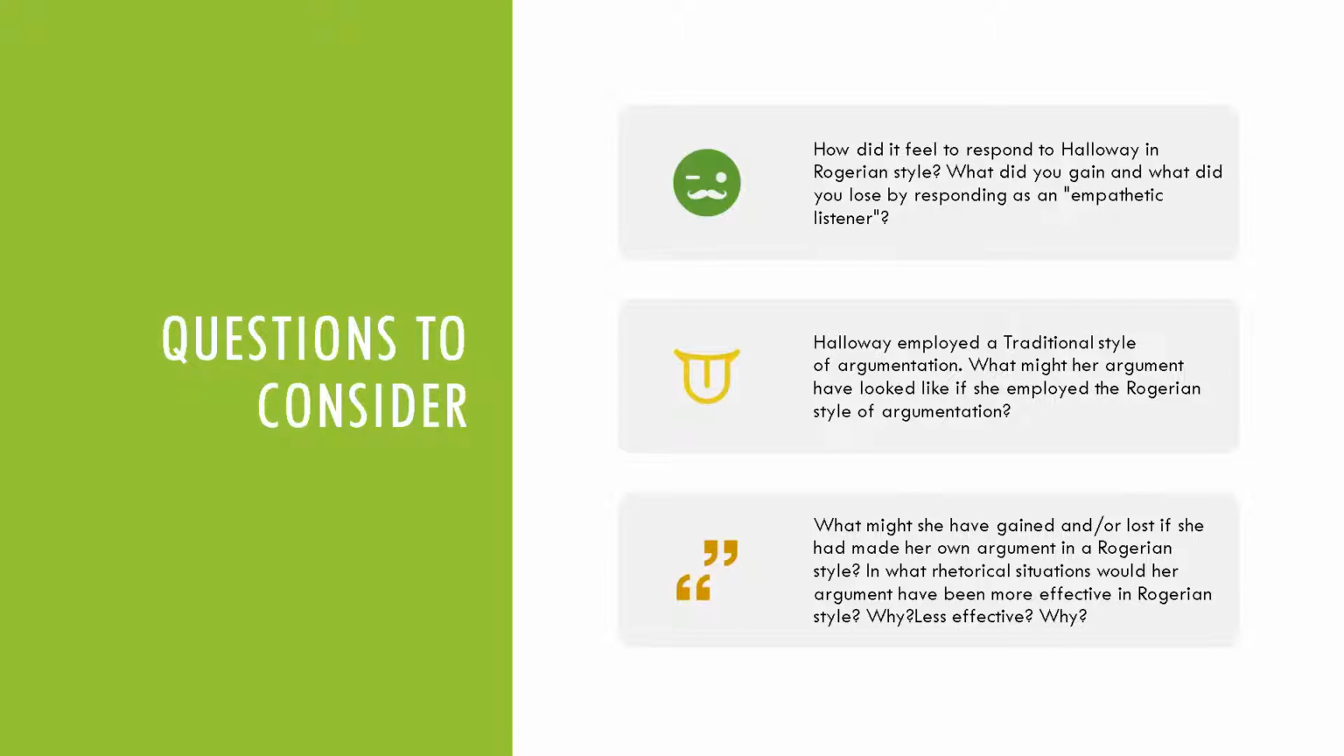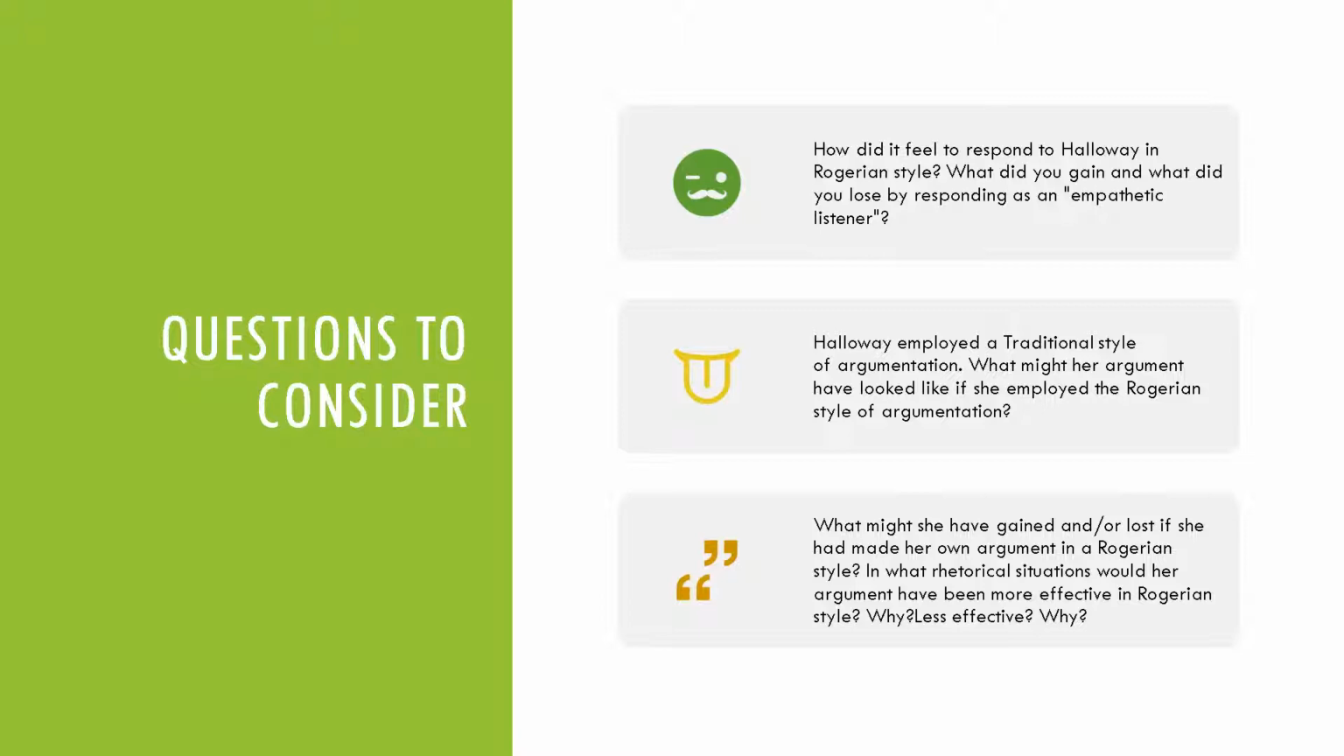Holloway, the author, employed a traditional style of argumentation. That should be pretty obvious. She made an argument and she defended it, and that's it. She was not performing a Rogerian argument. So another question to consider: what might her argument have looked like if she employed the Rogerian style of argumentation? How might that have changed? And that goes along with the next question. What might she have gained or lost if she had made her own argument in a Rogerian style?